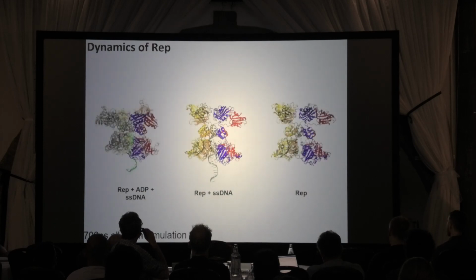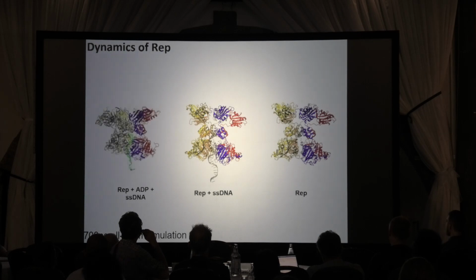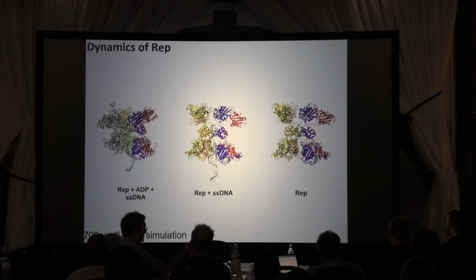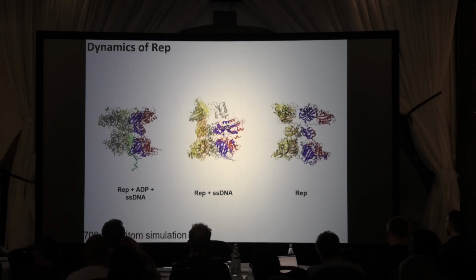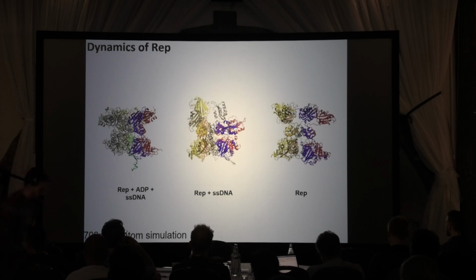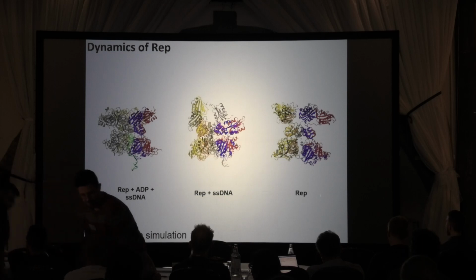So I decided to... cryo-EM can give you millisecond dynamics, but not really anything faster. And I'm really interested in the chemical question. So we decided to turn to molecular dynamics. So we generated a full Rep. The full model was built using a template of a homolog. And we're comparing Rep with ADP bound to single-stranded DNA, Rep bound to single-stranded DNA, and just Rep by itself.